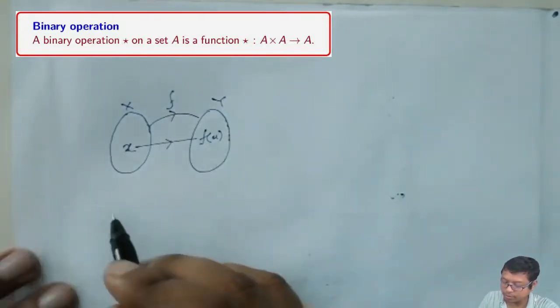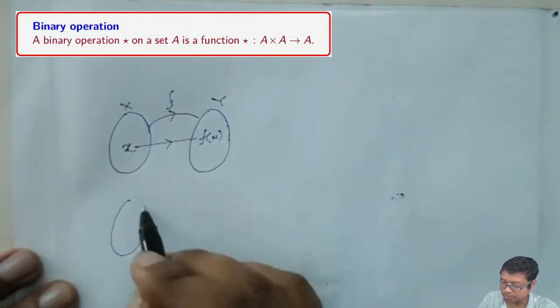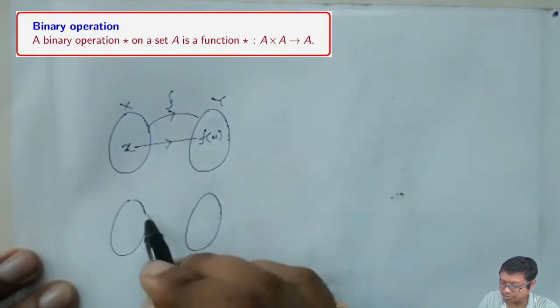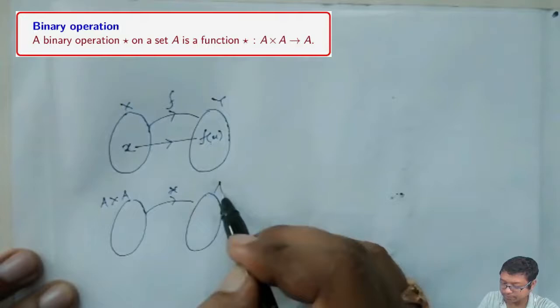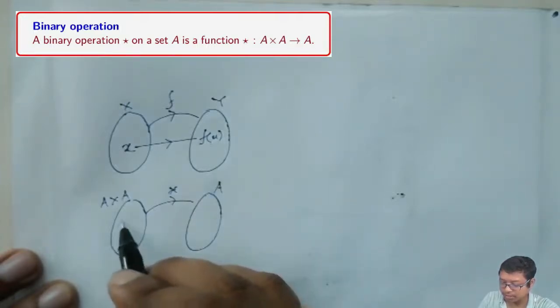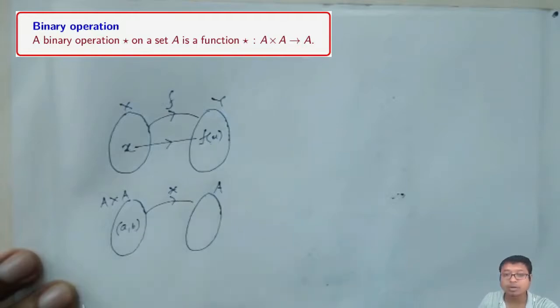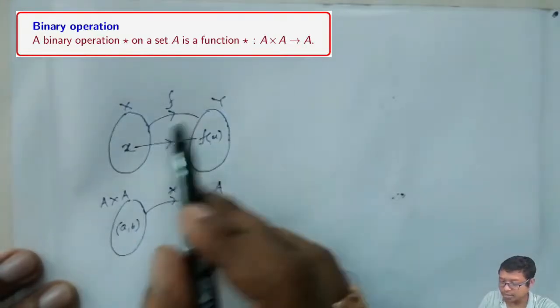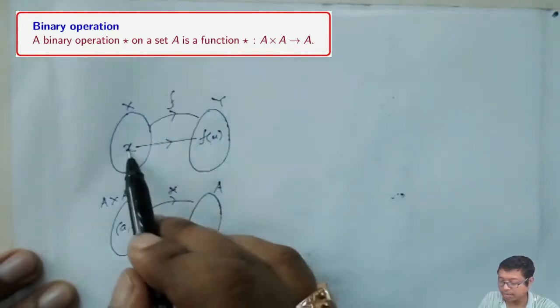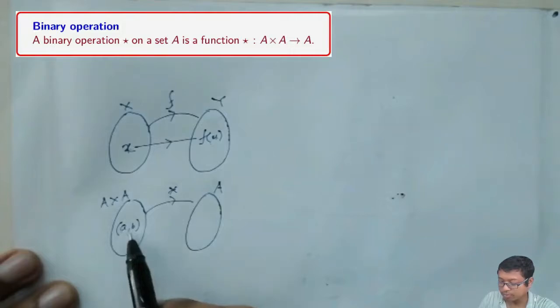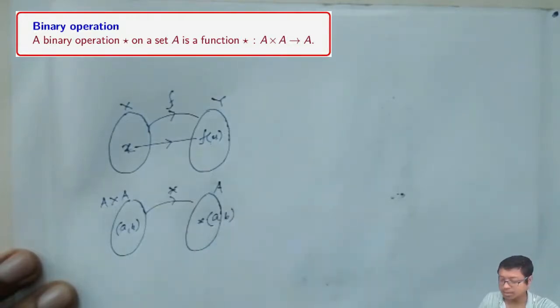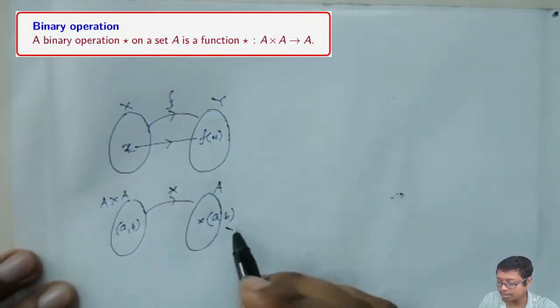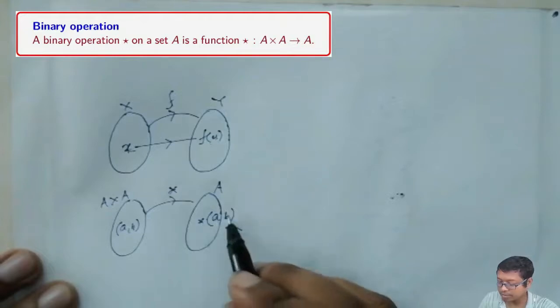In the same way, if we want to understand the concept of binary operation, the function is going from A cross A to A, and obviously the element here is of the form of an ordered pair. Again, for x I have f of x here. For a comma b I must have star of a comma b here. And instead of writing it this way, we'll write star of a comma b as a star b.